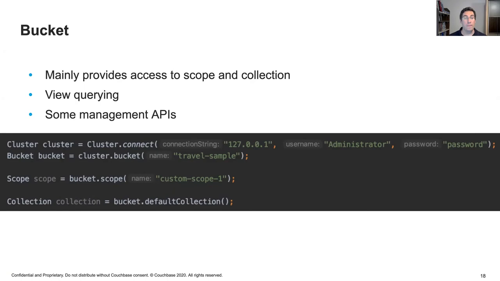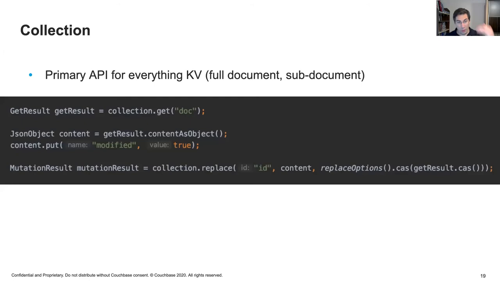At the bucket level, you can perform few queries. You get access to the collections, and there are also management APIs available. Going one level below, at the collection level, this is the primary API for everything key value. For document operations, sub-document operations. So in the screenshot here, you'll see the get operation on the collection, which fetches the document. So doc is the doc ID. And then you get back a get result. Remember previously we had query result, analytics result, and here we get a get result. On the get result, we can access the content, we can access other metadata.